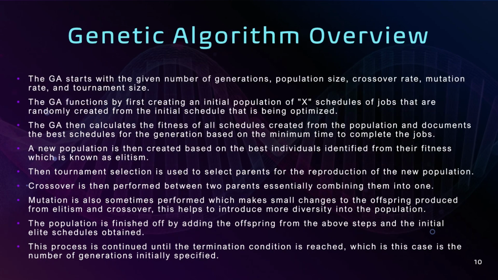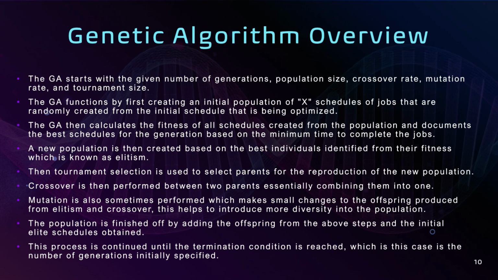The GA starts with the given number of generations, population size, crossover rate, mutation rate, and the tournament size given by the user. The GA functions by first creating an initial population of X schedules of jobs that are randomly created from the initial schedule that is being optimized. It then calculates the fitness of all schedules created from the population and documents the best schedules for the generation based on the minimum time to complete the jobs.